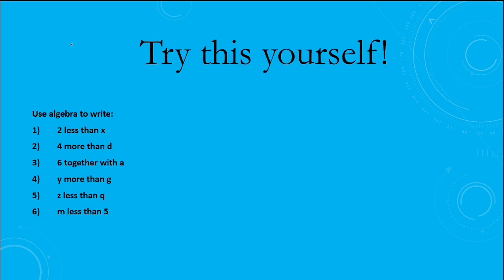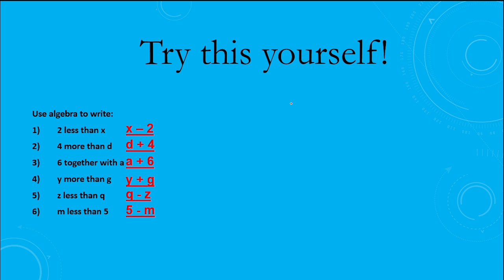Now next, try this yourself. Tell me the first question, 2 less than x. We can say that x minus 2, yes or no? Next, question number 2: 4 more than d. More than means plus, that is d plus 4. Now next, 6 together with a. 6 together with a means a plus 6. y more than g, so g plus y or y plus g. z less than q. Here less means minus z, so q minus z. Next, m less than 5, that is 5 minus m.